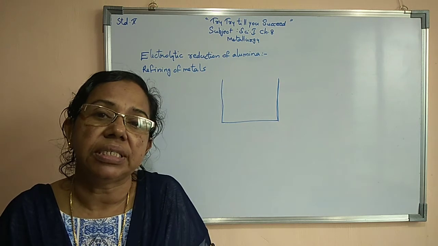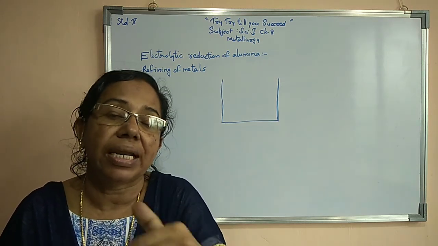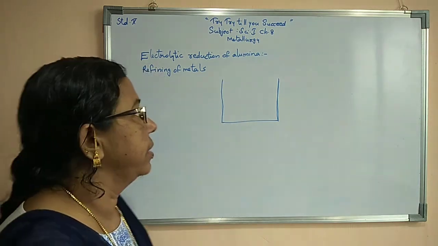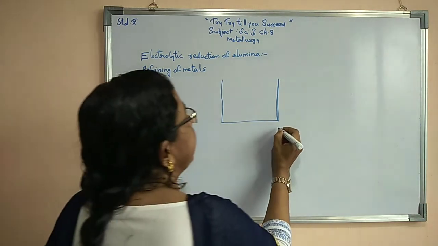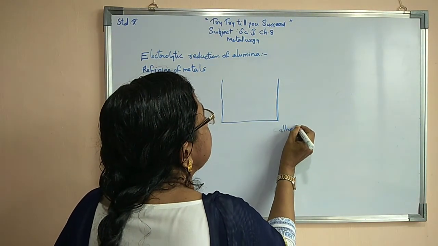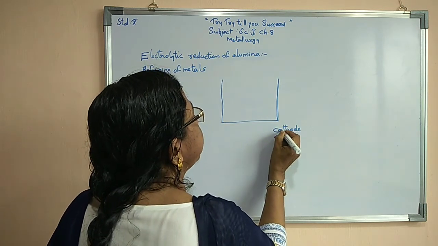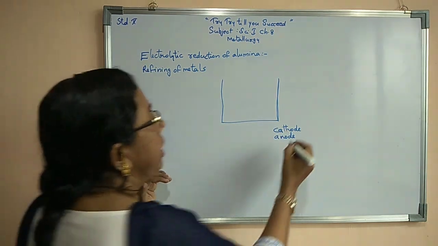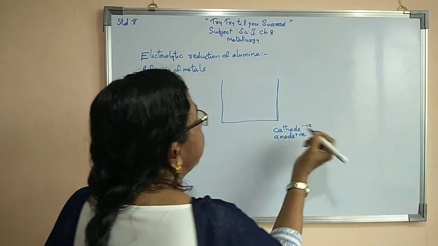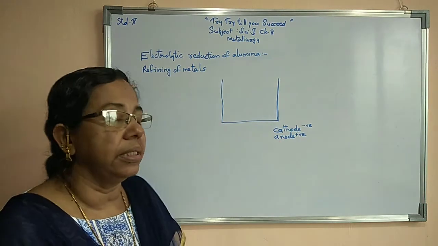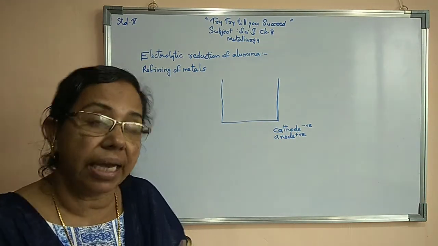That refining process is electrolysis, or the electrolytic process. Now here, for that we are using two electrodes, one is cathode, the other one is anode. Cathode is having negative charge, then anode is having positive charge. So anode is the positively charged electrode, and cathode is the negatively charged electrode.